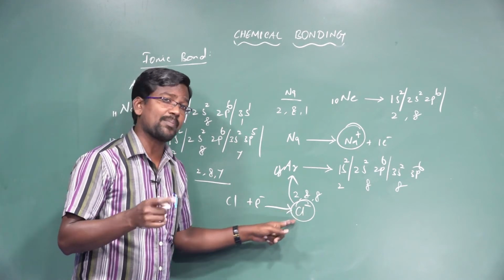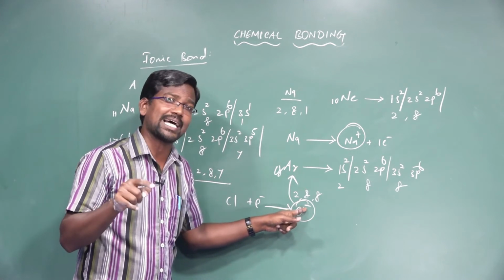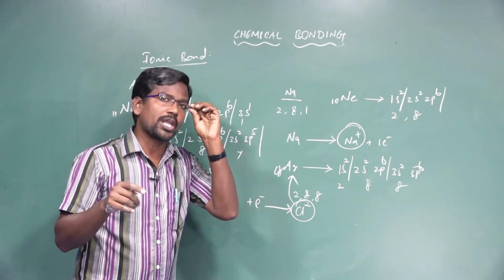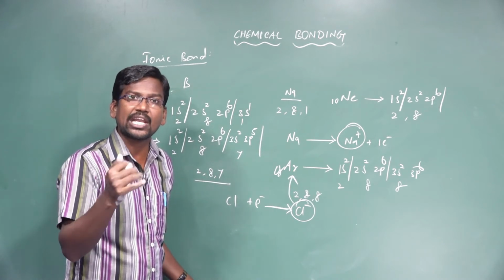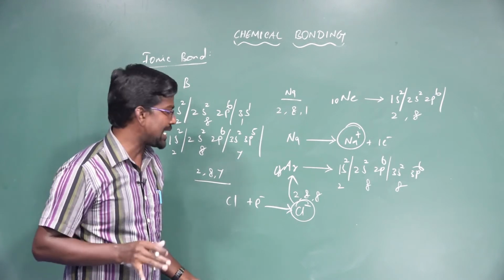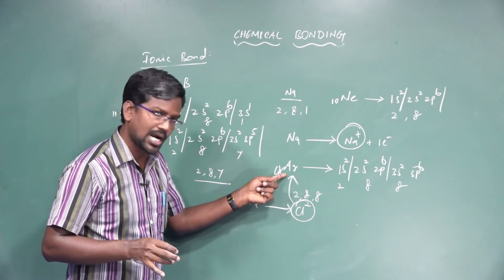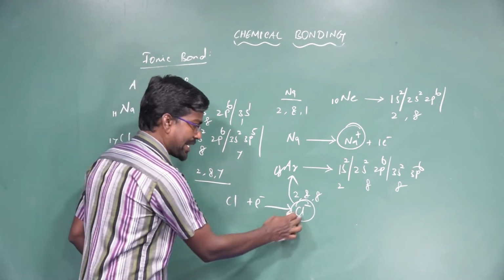The Cl minus ion has atomic number 17, but one extra electron is there, because the chlorine atom has a strong tendency to gain one electron to attain the stable electron configuration of the inert gas argon. That's why it gains one electron to form a Cl minus ion.